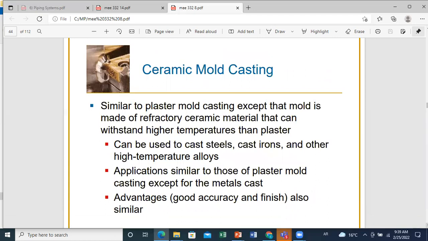Another type is ceramic mold casting. It is similar to plaster mold casting, except that the mold is made of refractory ceramic material that can withstand higher temperatures than plaster. It can be used to cast steels, cast irons, and other high temperature alloys. Its applications are similar to those of plaster mold casting, except for the metals cast. Concerning advantages, they present good accuracy and finish for the final part.